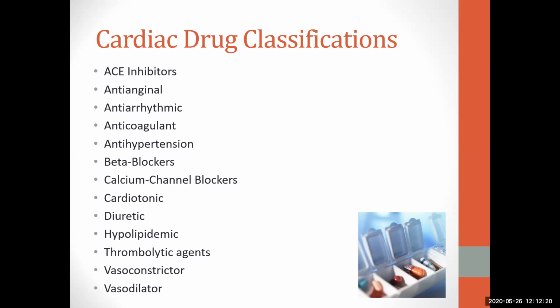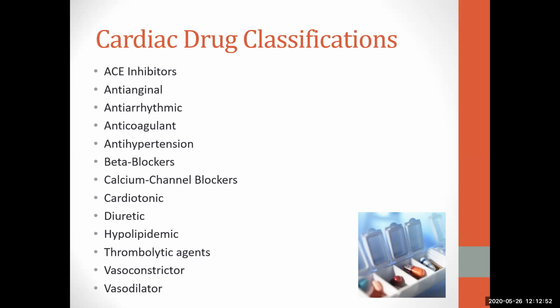Cardiotonic is a drug that increases the force of the contractions in the heart. We use that a lot with congestive heart failure. Diuretics are meds that are going to get rid of the body fluid, so it's going to increase secretion of urine, which is going to help the heart if it has too much fluid like we see in heart failure. Hypolipidemic or hypolipidemia would be where somebody has increased fat and cholesterol, and this drug is going to help reduce that.